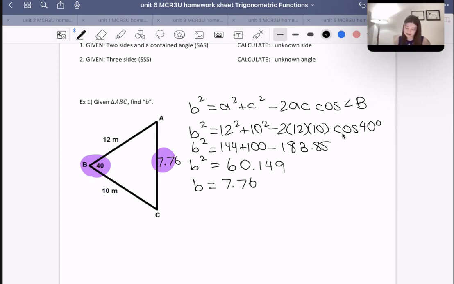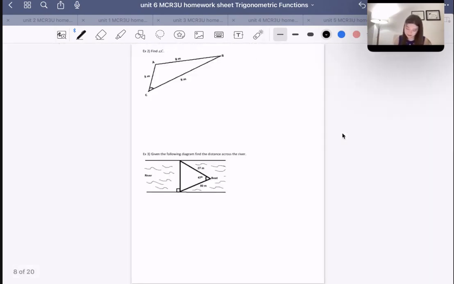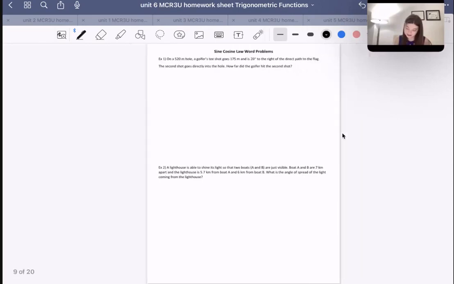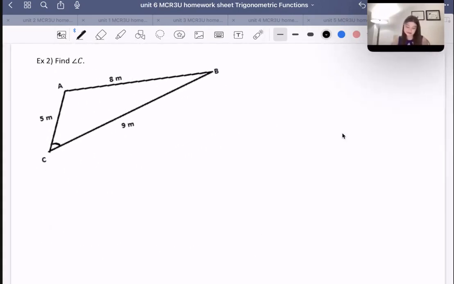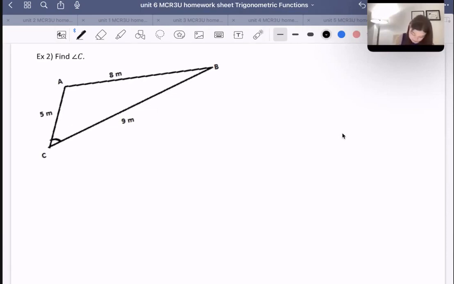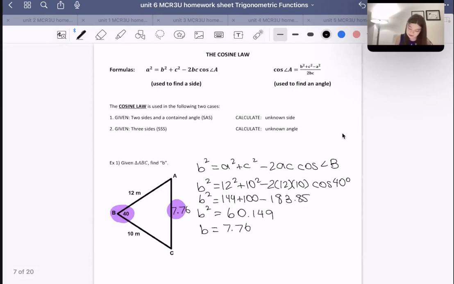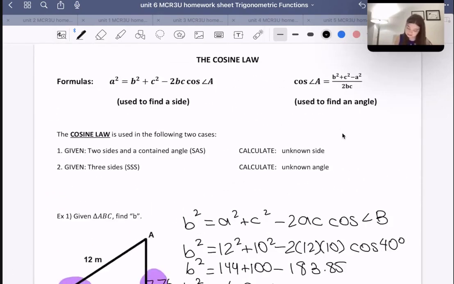Okay, let's move on to two more examples that we have before we do the word problems lesson. This one is a little bit different because here they want us to find angle C. So they want us to find this angle. And just a reminder, the angle formula states that cosine of angle C is equal to a squared plus b squared minus c squared over 2ab.